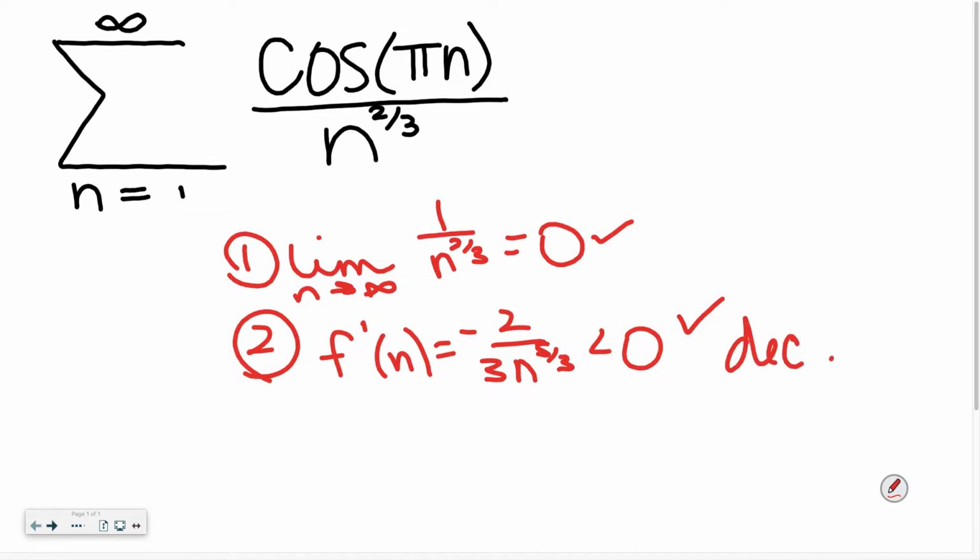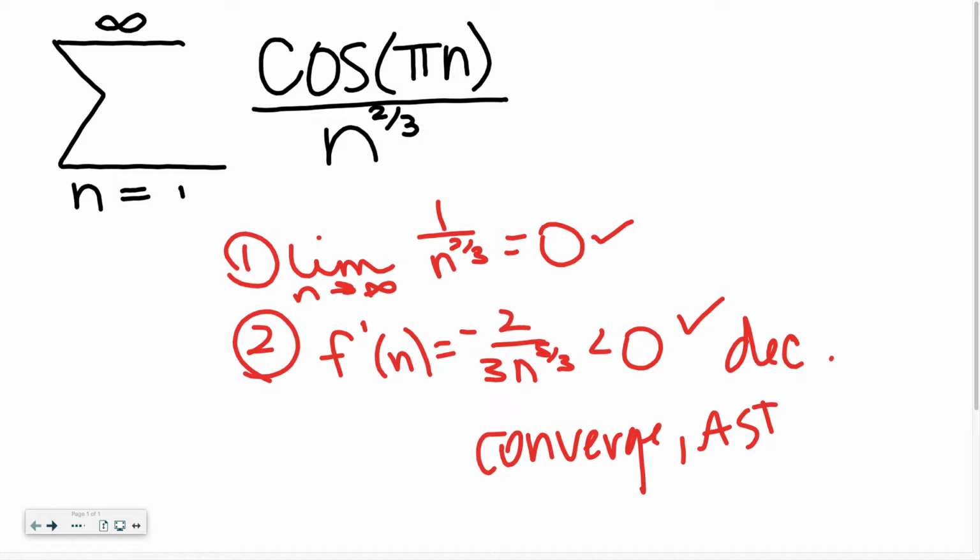And if those things are true, then this would converge by the alternating series test. Now, if we take out the alternating piece, we would have a p series where p is less than 1, which is not convergent. So if I were to ask you, does this converge conditionally or absolutely, you would talk about that p series, and you would say that this converges conditionally because the p series would diverge without that alternating piece.